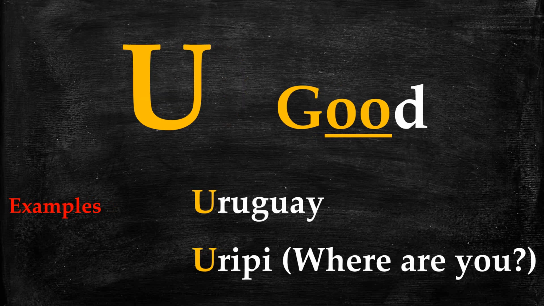U is pronounced U, the way you would say good. Right, and the examples there we have Uruguay, and the Shona word is Uripi, Uripi, which is actually a question asking where are you.